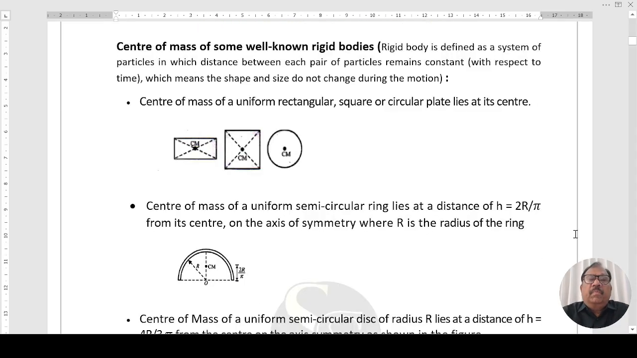Further, center of mass of some well-known rigid bodies. What is a rigid body? Rigid body is defined as a system of particles in which distance between each pair of particles remains constant with respect to time, which means the shape and size do not change during the motion. That is a rigid body. Center of mass of uniform rectangular, square and circular plate is at its geometrical center. These are the positions of center of mass.